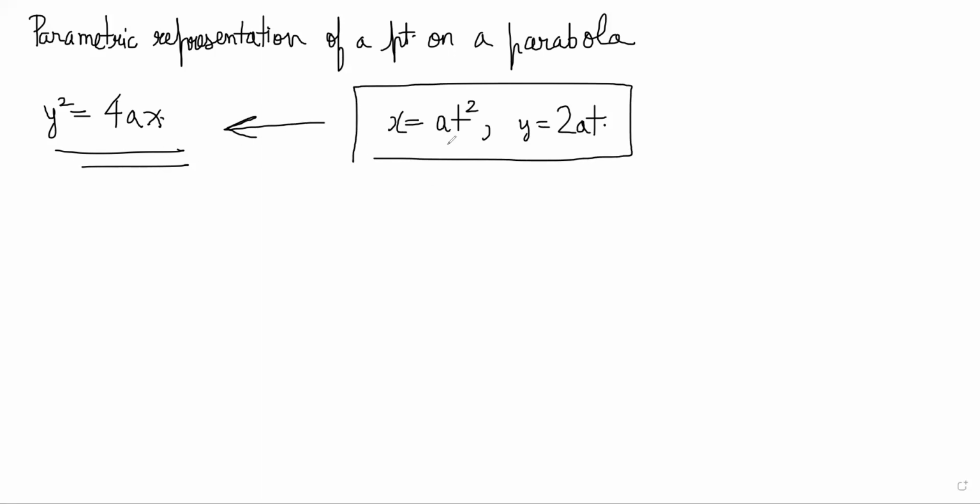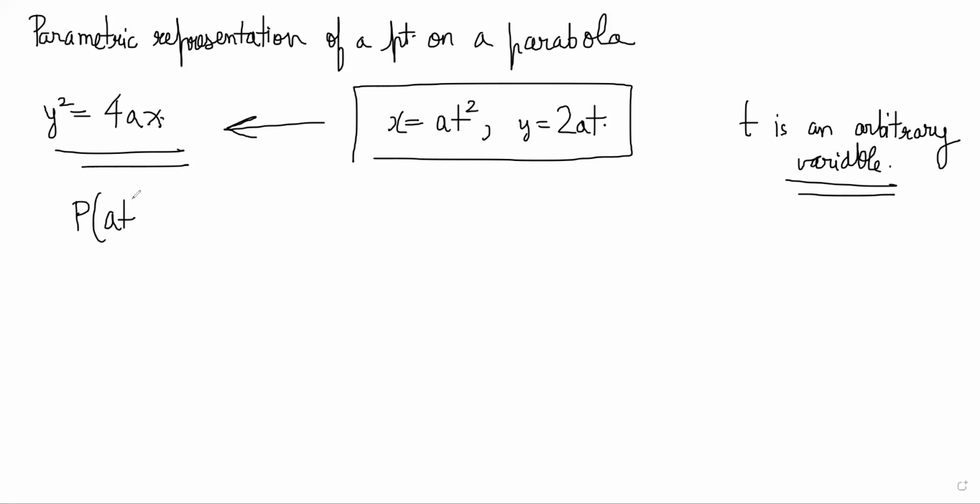Here, t is an arbitrary parameter or a new variable that you have introduced. And the point t on this parabola can be written as (at squared, 2at), right? What is the advantage of this? The advantage is that in general, if there was no parametric form, you would have written it like this, right?